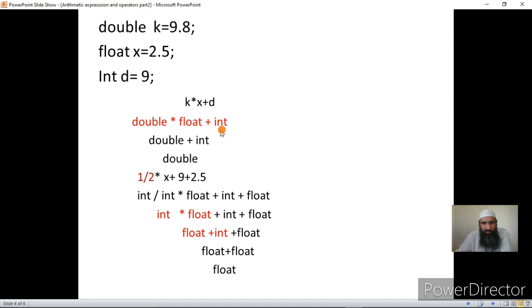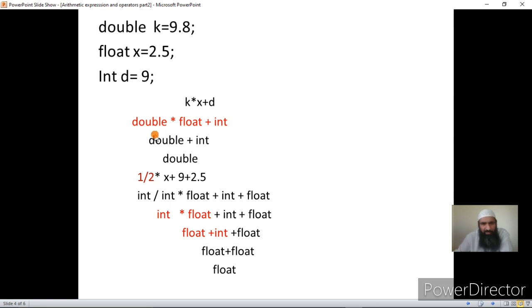So we have to perform these operations, multiplication and addition. But which operation will be performed first? We have to go by precedence. That means the multiplication will be done first. When the multiplication is done first, what is k's type? It is double. And what is x's type? It is float. So float will be converted to double. Now we have double into double and the result will be produced in double.